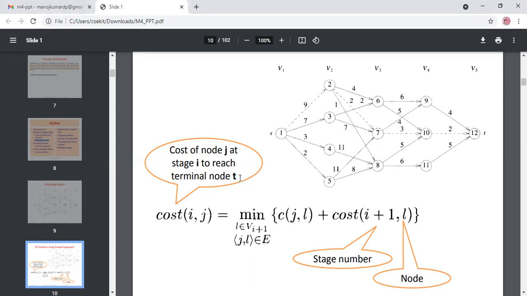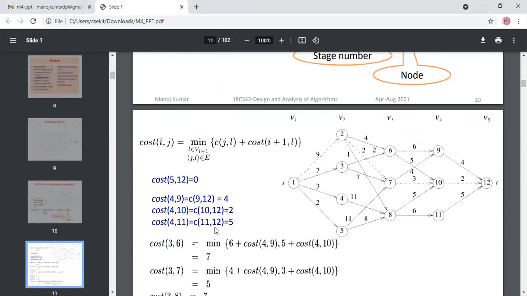It is taken as cost of i comma j is equal to min of c j comma l plus cost of i plus 1 comma l. Here i plus 1 is nothing but the stage number and l is the node. This is the example we have taken. The last node is 12. So cost of i comma j is equal to min of c j comma l plus cost of i plus 1 comma l. So cost of 5 comma 12, cost of 5 to 12. Where is 5? Here.